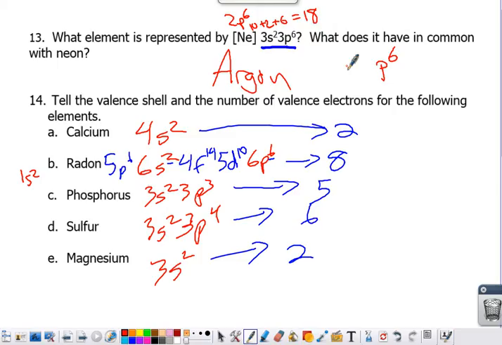Calcium, I think we've hit this one a couple times. It ends with 4s2. All of the other things would be less energy. You've got a 1s, a 2s, a 2p, a 3s, and a 3p. So the 4s is the only thing that's worth anything. It's on the outside. Valence means outside layers. It's the highest energy level.